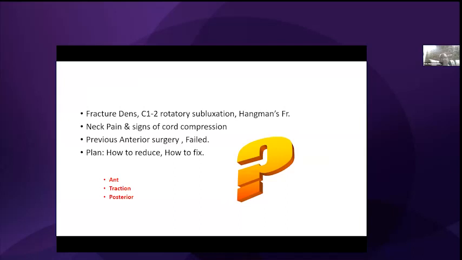He has a previous history of anterior surgery, a failed osteosynthesis of course. So we need to plan, and our plan will focus on how to reduce and how to fix. Of course, we need to intervene anteriorly to remove this screw, with the complications that could be anticipated. Either the previous surgeon affected the recurrent laryngeal nerve or not, so examination by ENT colleagues is mandatory. Then you will do removal of the screw, then traction, then go posterior. Next.